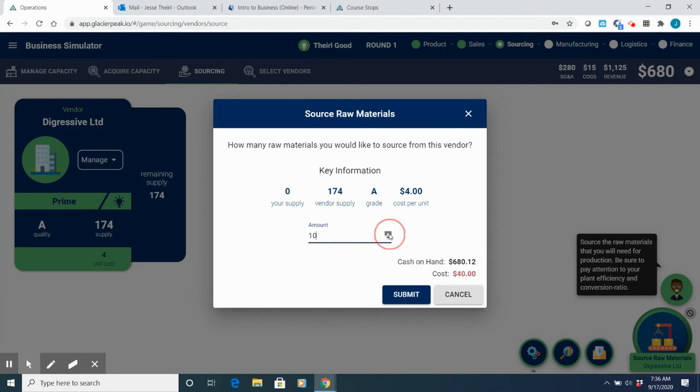So this is how many units I can produce. If I recall, I created demand of about 15 units. So I'm going to keep going. I'm going to get 30 units to start.